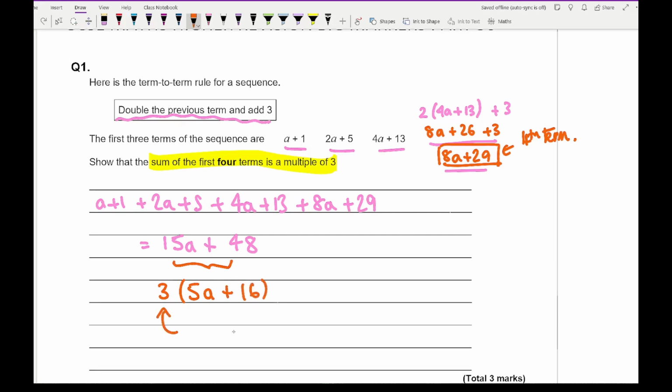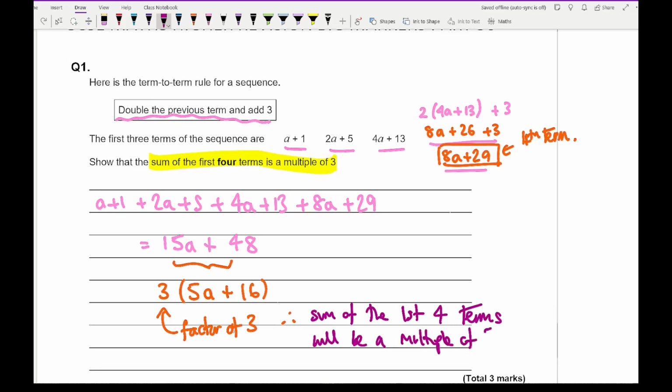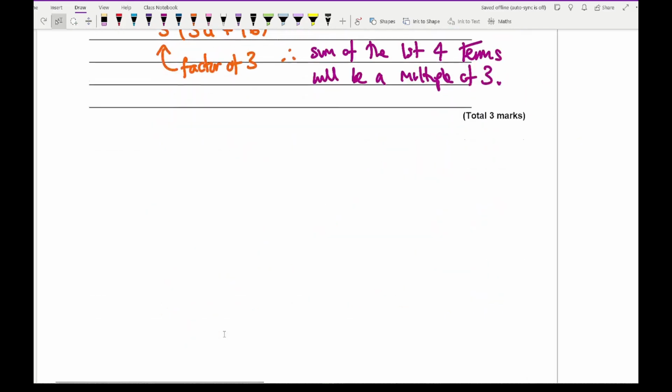So from this, we could say something along the lines of: as we've got a factor of 3, therefore the sum of the first 4 terms will be a multiple of 3. Something along those lines would be absolutely fine for the 3 marks.